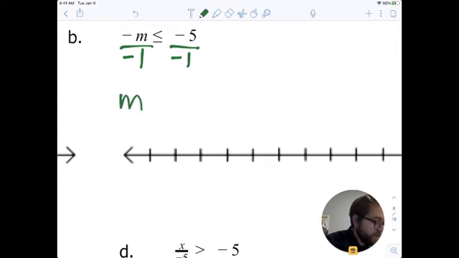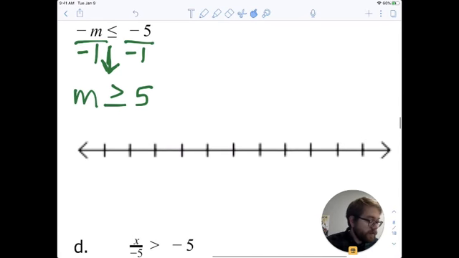So that's m, and negative 5 divided by negative 1 is positive 5. Now because I divided by a negative number, I'm also going to have to switch my inequality symbol. So it was less than or equal to, but now it's going to be greater than or equal to. Okay? Notice how the sign flipped. So m is greater than or equal to 5. So I can graph that onto my number line.